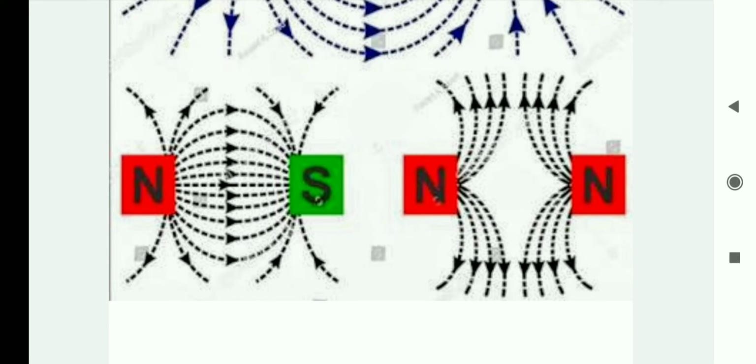Flux lines are moving from north pole to south pole. If you bring two north poles nearer to each other, the flux lines repel each other. You find a white space here at the center. There are no magnetic flux lines, that means there is no field. No field means that is a neutral point, we can call.